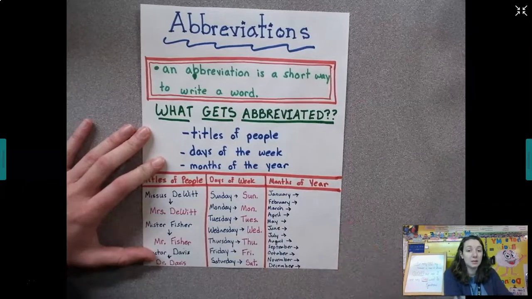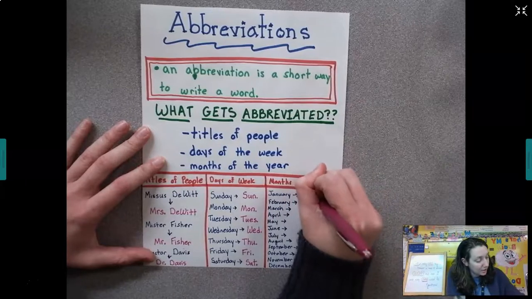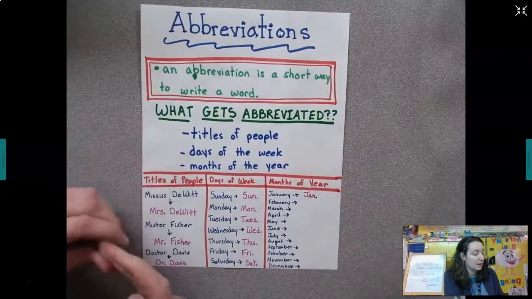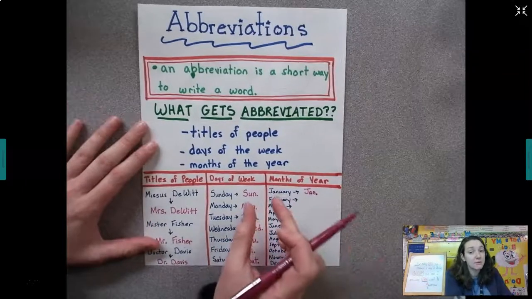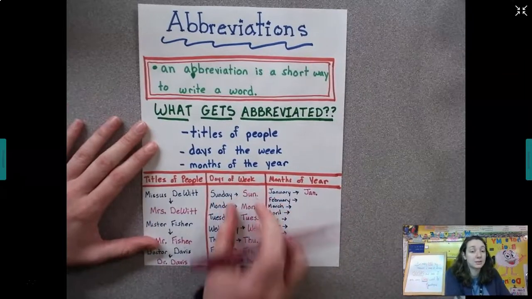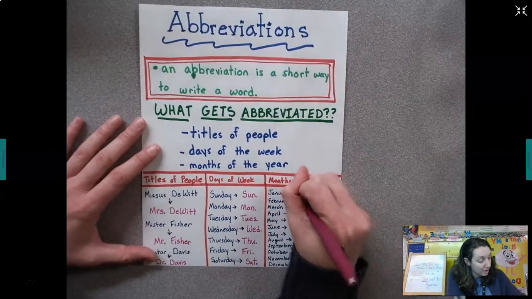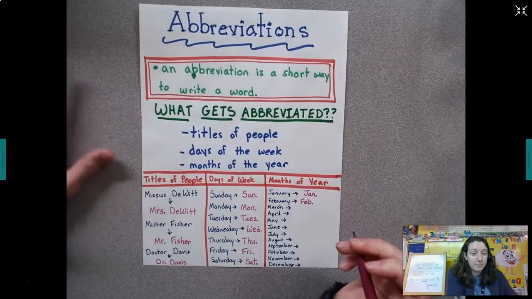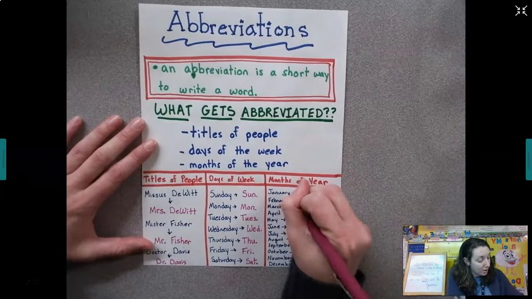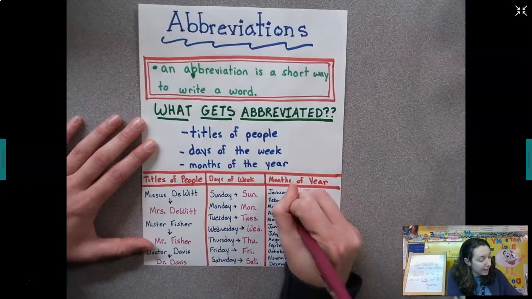January, I'm just taking the first 3 letters and making it Jan, J-A-N, period. Also notice I'm still keeping all these capital letters because these are still proper nouns. Even though it's an abbreviated version, it's still a proper noun, so still a capital letter. Okay, so you have Jan for January. February, you have F-E-B. March, you have M-A-R. April, you have A-P-R.